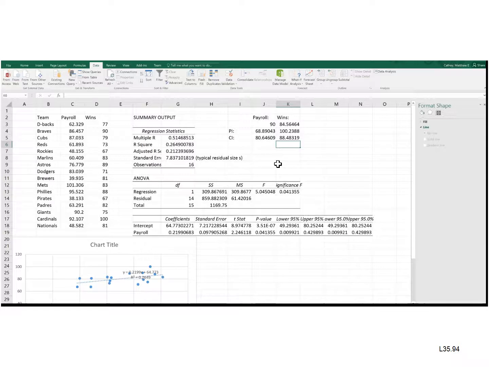So there you have it. Hypothesis test for regression. We found the equation of the regression line, the t-value for the slope, and the p-value for the slope. That's testing whether there is a linear relationship. We found a confidence interval for the slope. We found a prediction interval and a confidence interval for a payroll of $90 million. So that's the number of wins that we would expect to see for an individual team, between 69 and 100 wins roughly, and a confidence interval for the mean number of wins for a team that spends $90 million. That's 80.6 to 88.4.